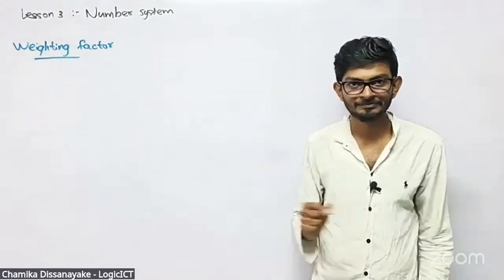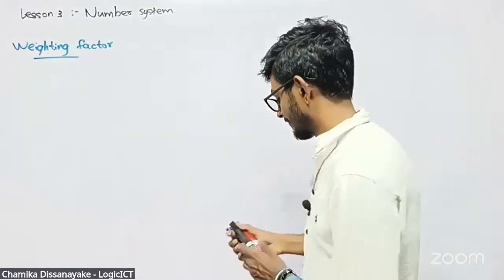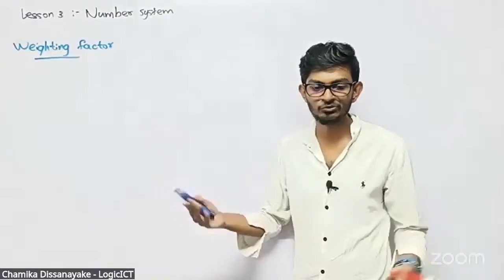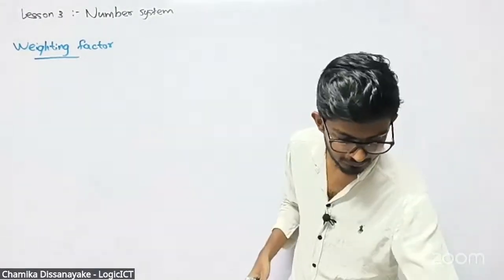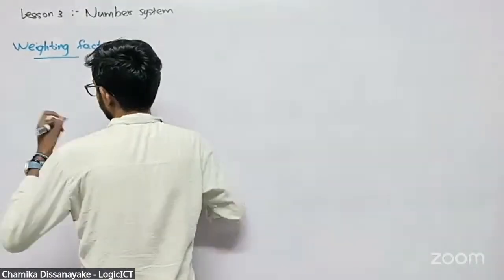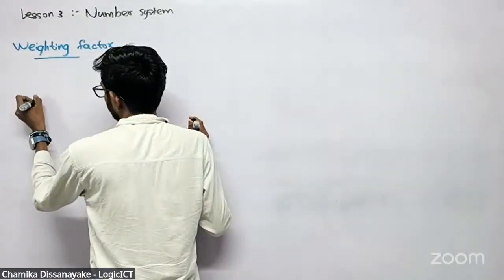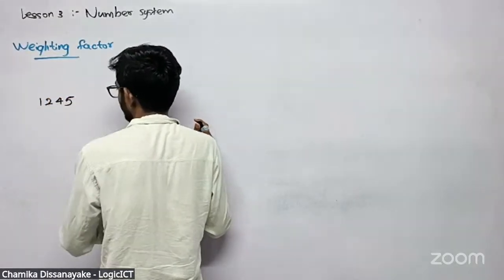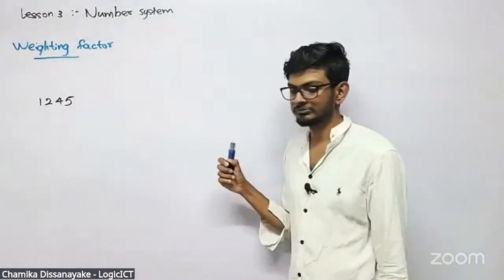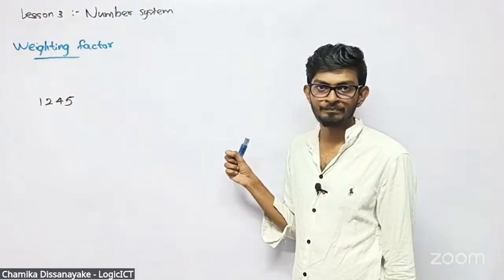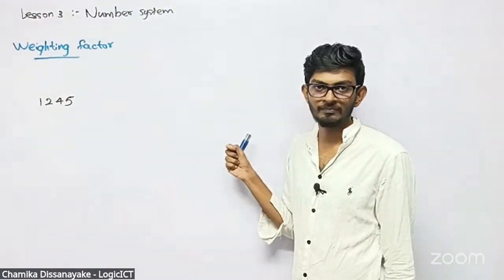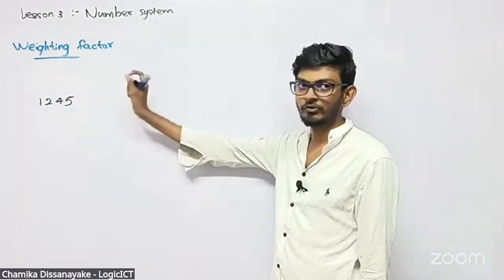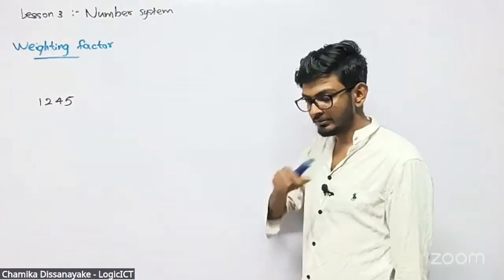So let's move on to the lesson on weighting factor. I'm going to teach you like this. You know the Hindu Arabic number system. When we use numbers, we write a number like this: 1245. You know this number and you know its value in the Hindu Arabic number system. This is 1245.